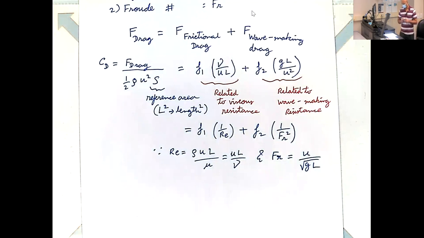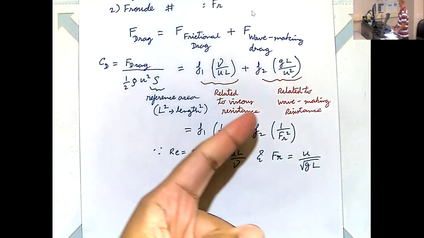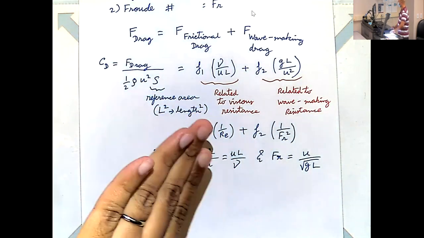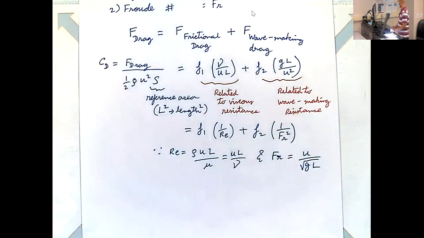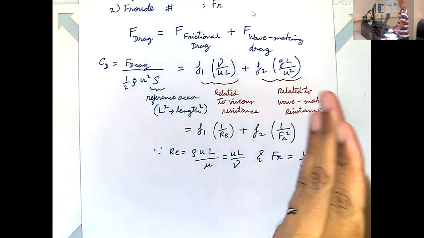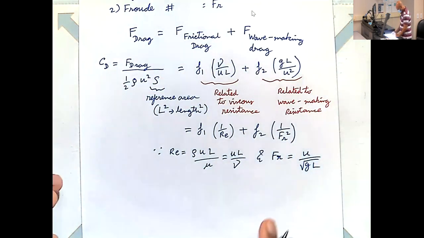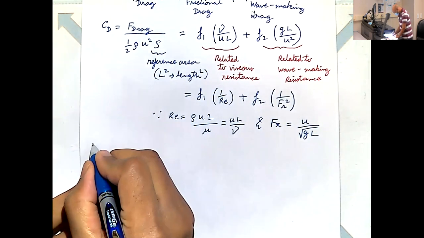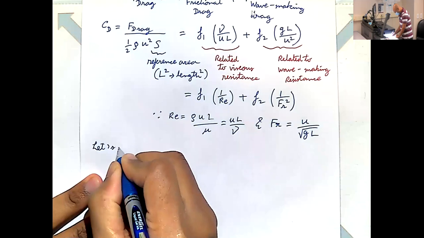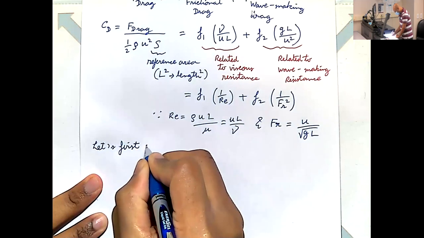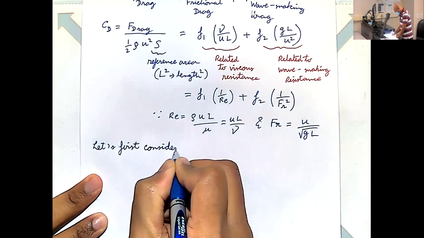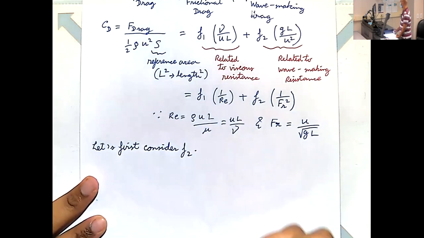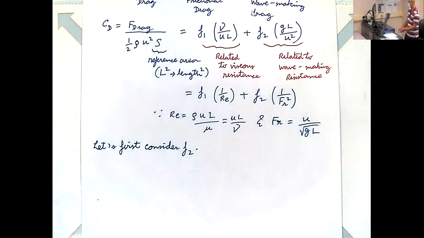All right, so when talking about drag for ships, we think of these two things separately. We consider viscous resistance as independent from wave making, and wave making as independent from viscous. So we'll talk about them one at a time, all right? So let's first consider F2, which is related to wave making. So energy we're losing because we're generating these wave systems, which are basically useless.